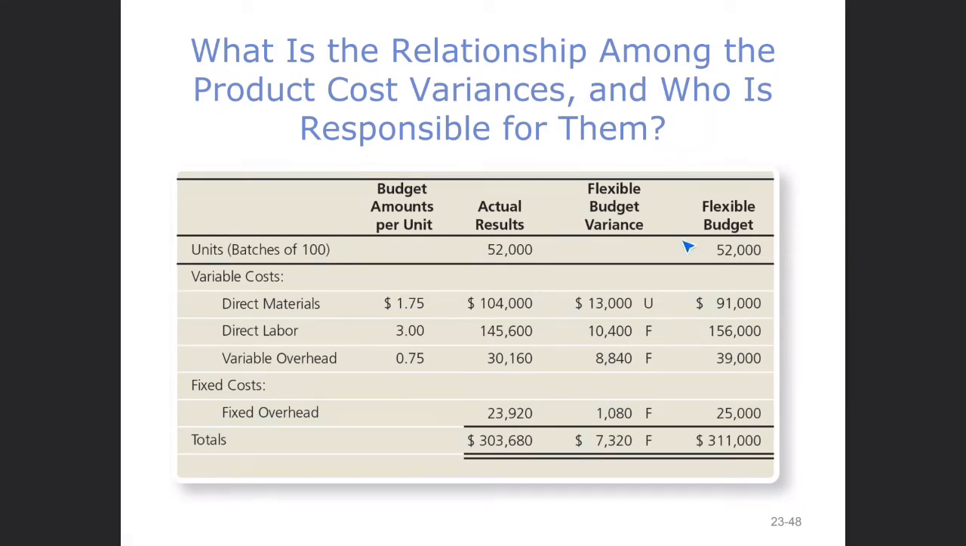So everybody's different, every person, every company. But what I would probably say is, looking at this, if you had to determine which of these to look into, so we've decided we're going to look into some of these. Which ones would we probably look into first? Or are there any that we should not look into at all? Our flexible budget variances are 13,000, 10,000, 8,000, and 1,000. Should we look into any of those?